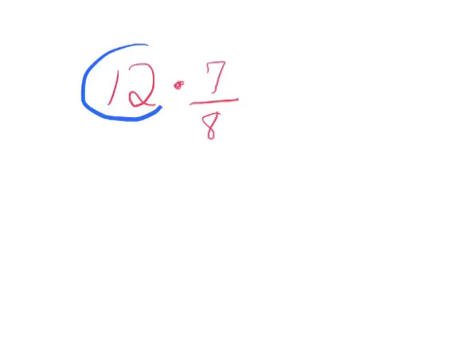Another example. Let's do 12 times 7/8. Okay, go ahead and push pause and then push play when you're ready to get feedback. Okay, so you should have tried to solve this problem. First step, we're going to take our whole number and change it into a fraction: 12 over 1 times 7/8.